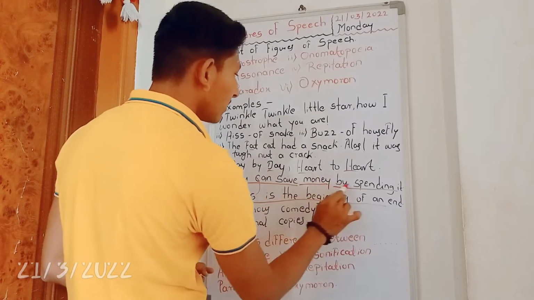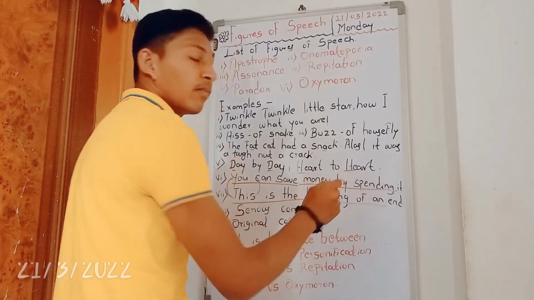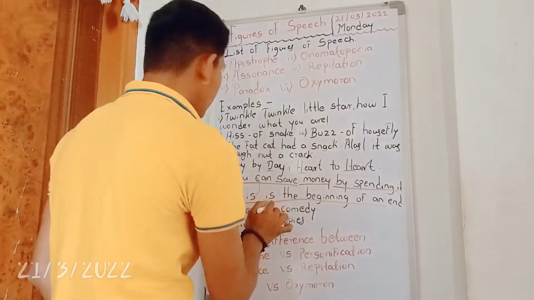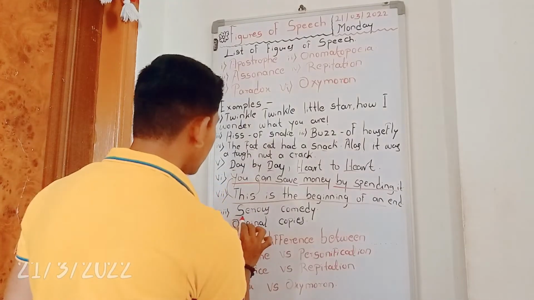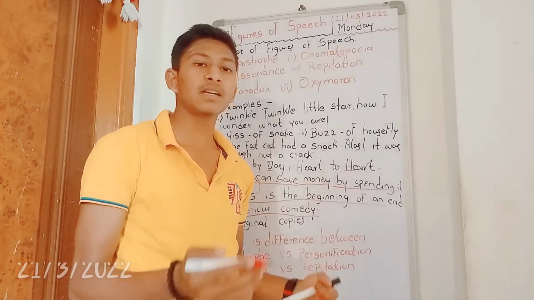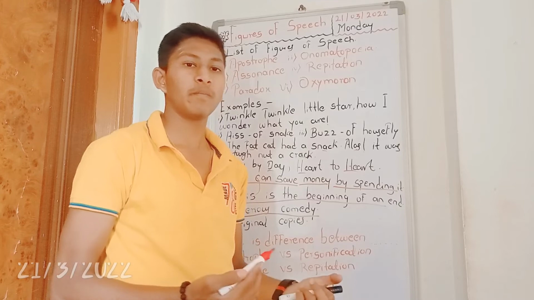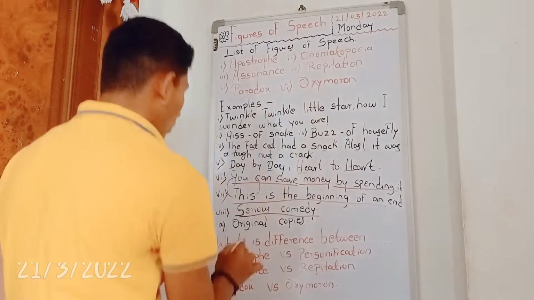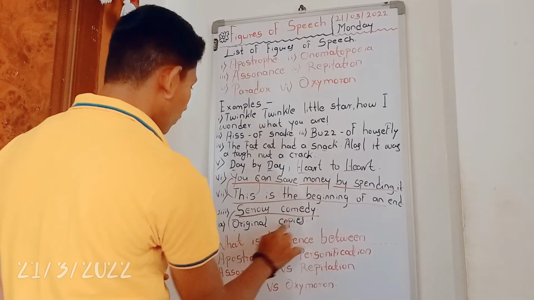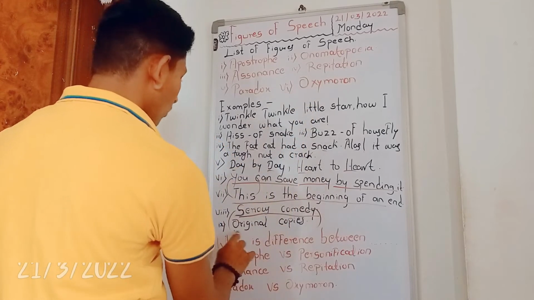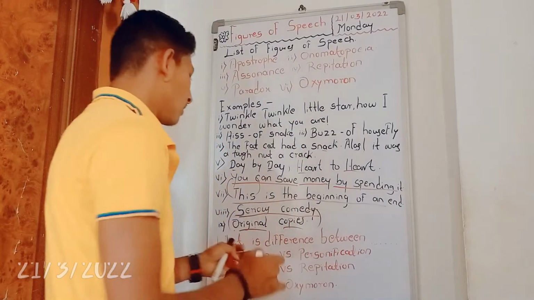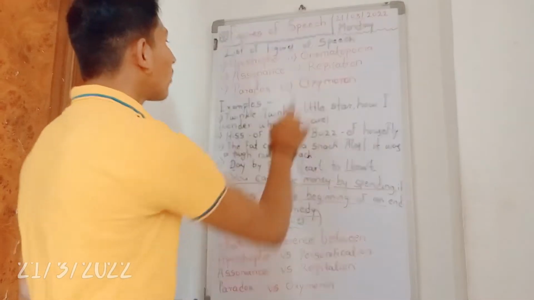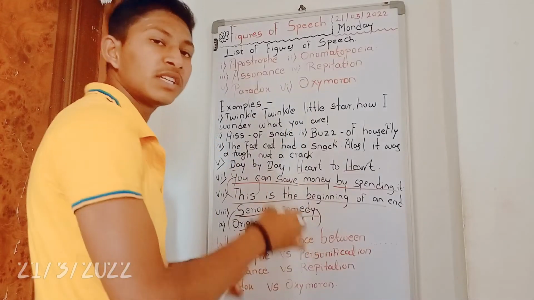Like, you can save money by spending it, and this is the beginning of an end. Beginning of an end. You will see how it creates laughter. And here, serious comedy. Have you heard about serious comedy? No. But here we have heard it, and it leads to great thinking, that we call oxymoron or paradox. These both examples belong to oxymoron. Original copies. Copies are only duplicates, but here we attach original with copies. That is called oxymoron. These will create humor also, but they lead to great thinking.